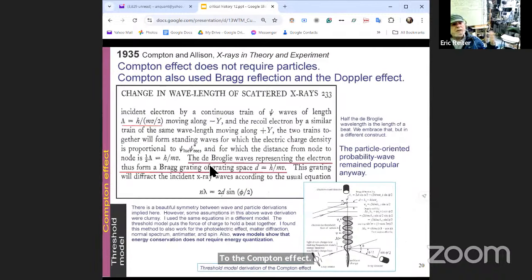But in the meanwhile, there's a wave derivation of the same equation in Compton's book that uses Bragg diffraction and the Doppler shift. And you don't need to have the particle model to come up with the equation for explaining the Compton effect.